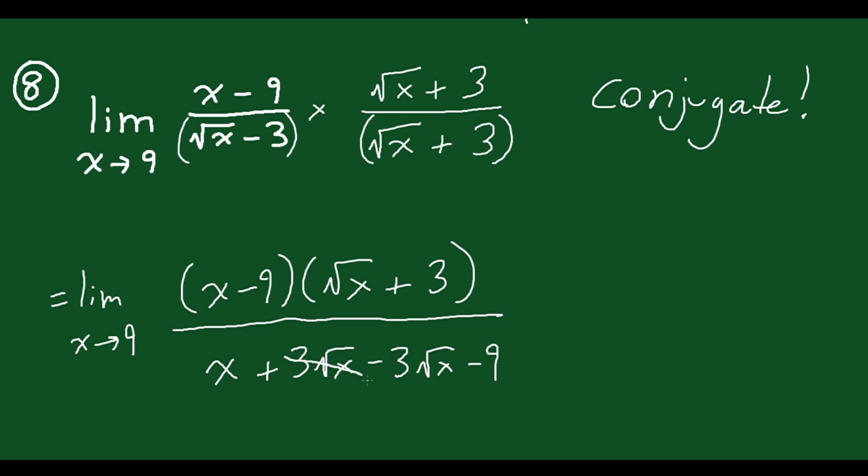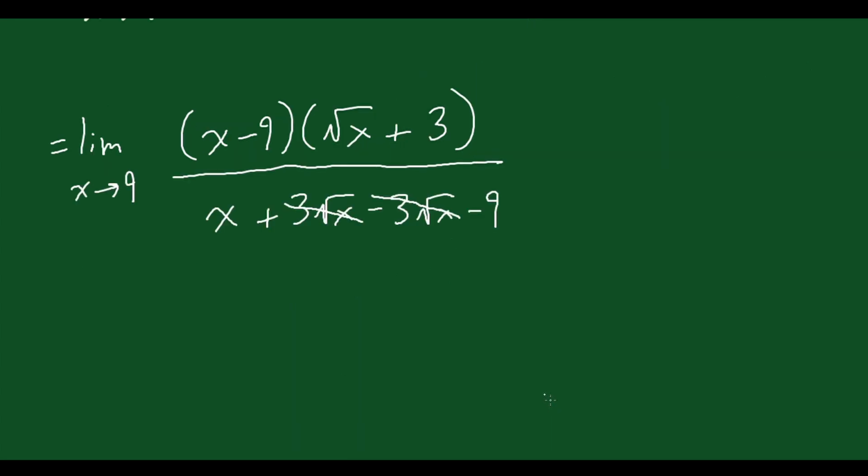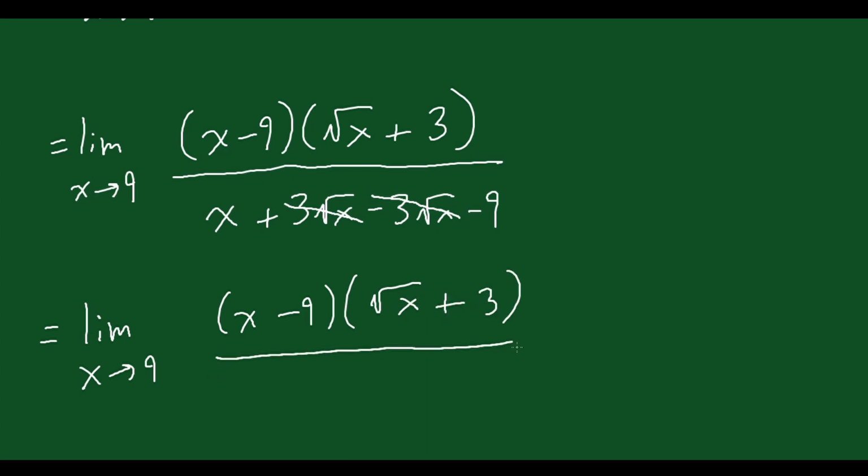Your 3 root x minus 3 root x will cancel one another out. And if you can't see it now, I'll clean up the question a little bit to help you. Limit as x approaches 9, (x minus 9)(root x plus 3) divided by what's left on the bottom, just x minus 9. If you want to put that in a bracket, you can. You can clearly see that x minus 9 on the top and bottom will cancel one another out, and you're left with the square root of x plus 3.